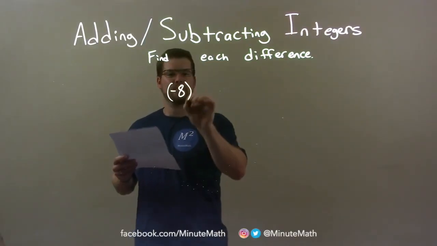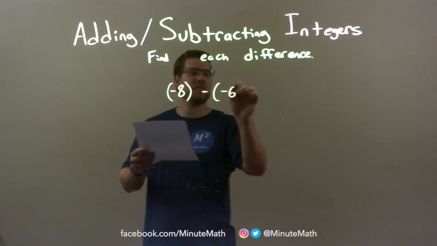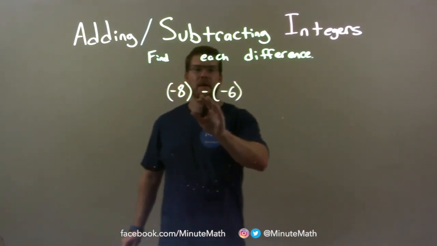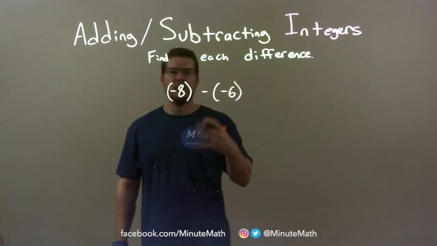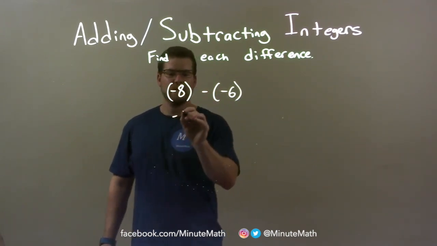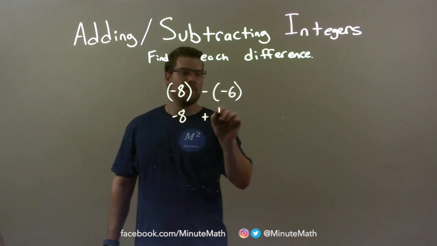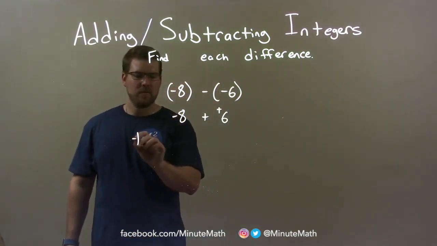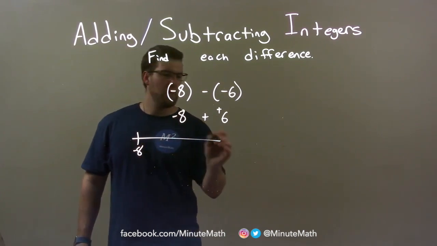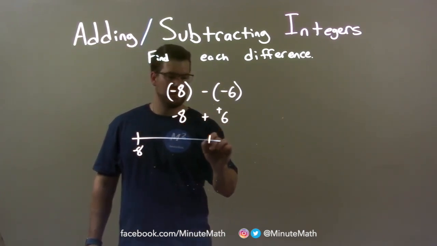Negative 8 minus a negative 6. So we have negative 8 minus a negative 6. Well, we know subtracting a negative is the same thing as adding a positive. So I like to see it that way: negative 8 plus a positive 6. Okay? So let's look at our number line. We start with negative 8 right here. And we're going to go in the positive direction. So let's say 0 is right here.